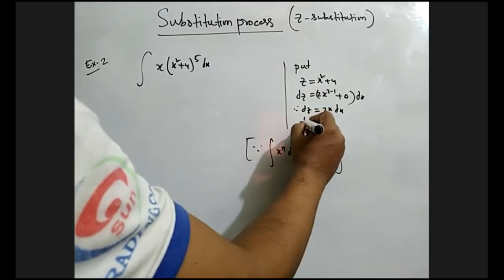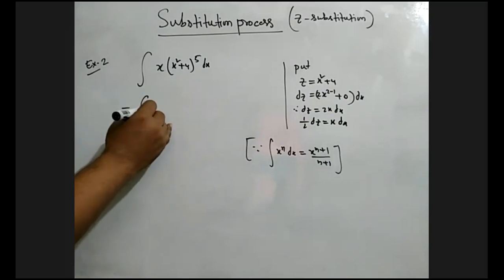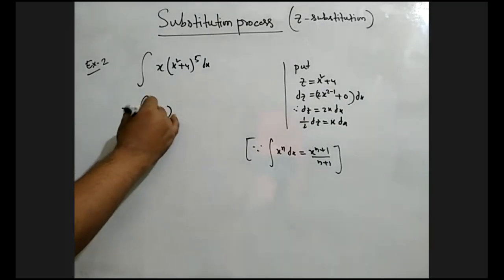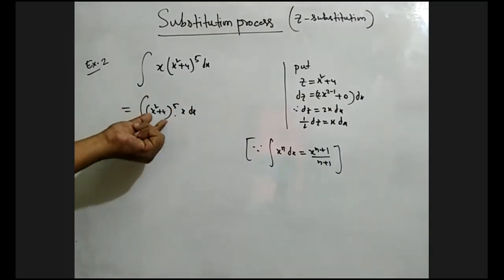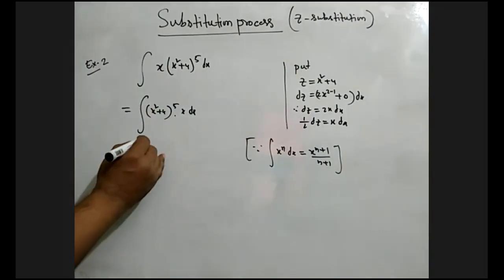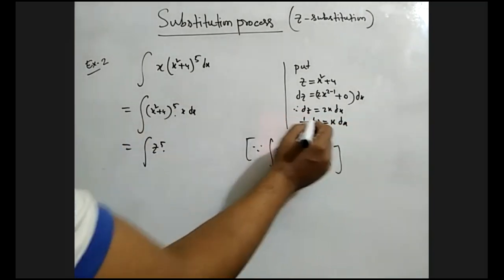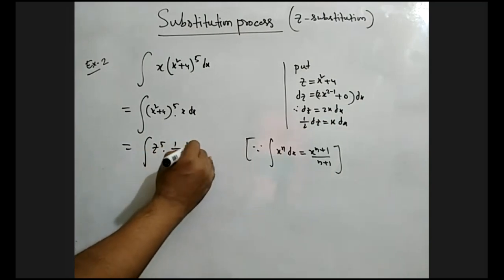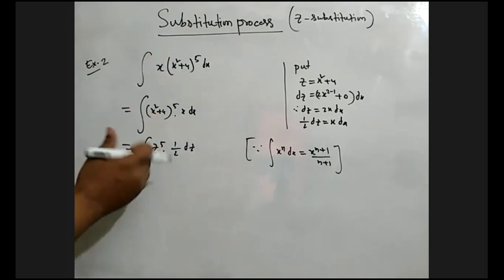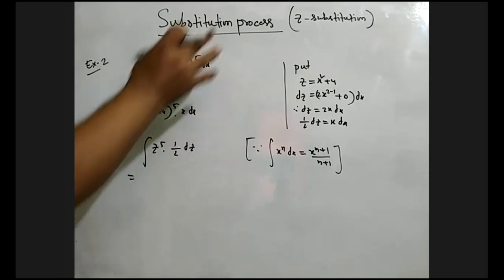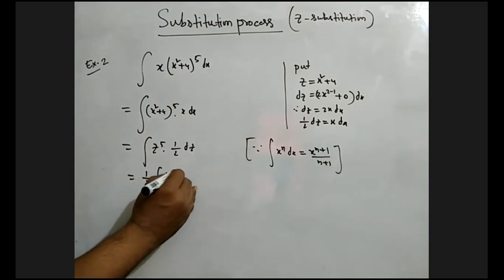Now half dz equals x dx. This can be written as x square plus 4 whole to the power 5 times x dx. Now remember, x square plus 4 equals z, so z to the power 5. Now x dx equals half dz. From the right-hand side we are putting the values. Now half is the constant, and all variables transform to z. This is why it is called z substitution. So half z to the power 5 dz.